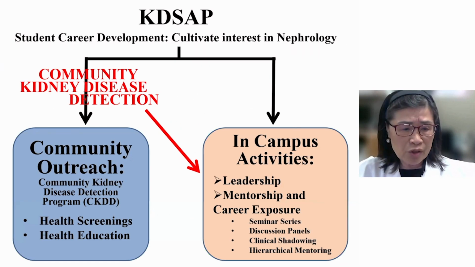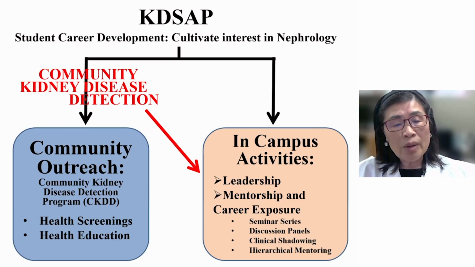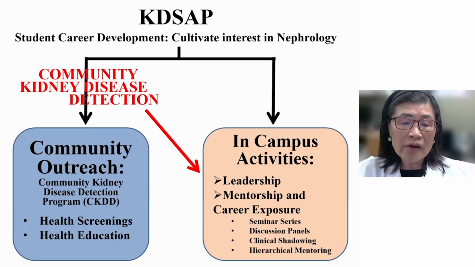KDSAP has two branches. One is the community outreach branch, where we train undergraduate students to go into the community, providing free kidney health screening. We also have an in-campus activity, which intentionally rewards the undergraduate students using their after-school time. We can go into the community, serving the community. So this program has now turned into a kind of career development program for the undergraduate students, for KDSAP members.